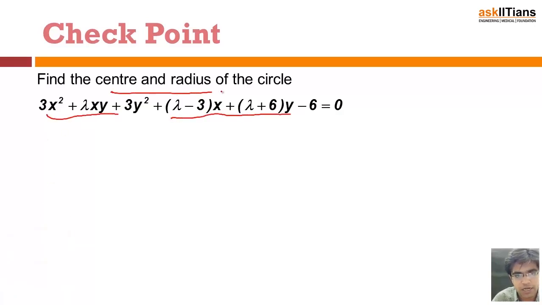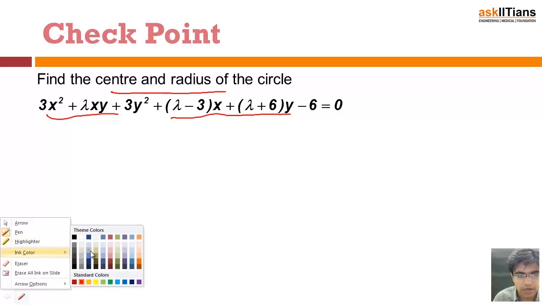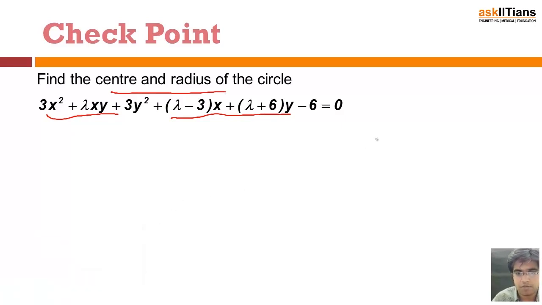We need to find out the center and radius of the circle. So we know that center and radius can be found out, which is center is minus g comma minus f and radius is root of g square plus f square minus c. But there is one catch. I don't see this equation in the correct form and there is some third variable lambda as well. So let's see what we can do.